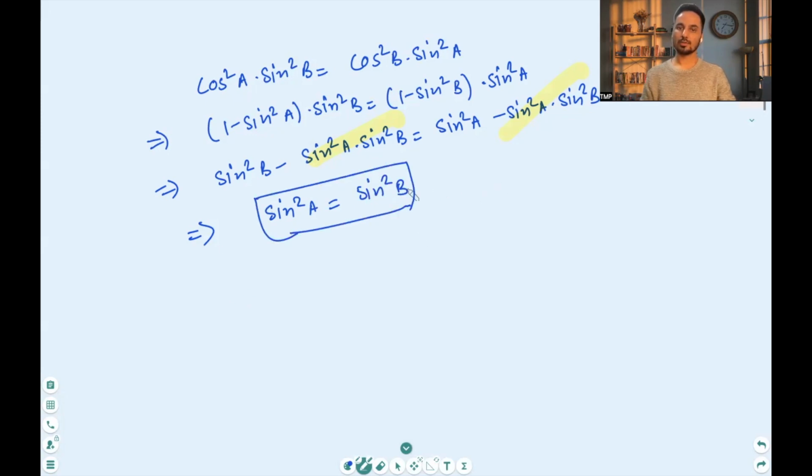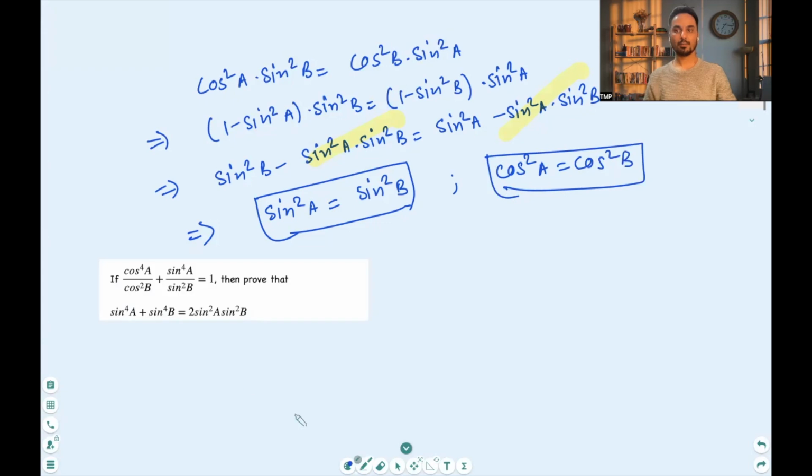So we got two results. One is sine square a equals sine square b, and cos square a equals cos square b. But we wanted to prove that sine to the power 4a plus sine to the power 4b equals 2 times sine square a times sine square b. And now it will be very easy.